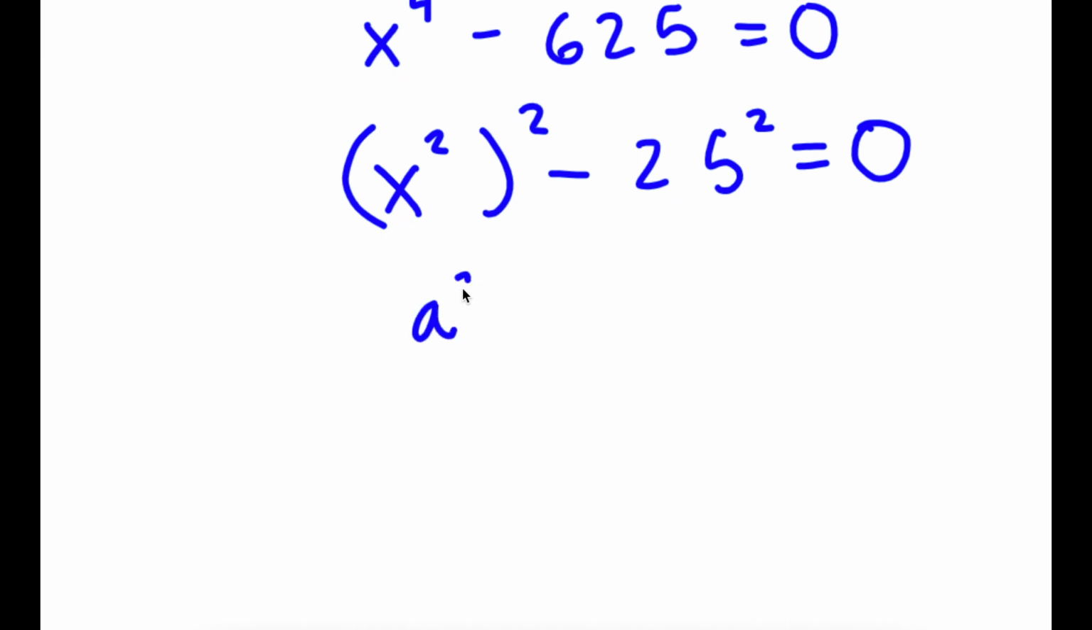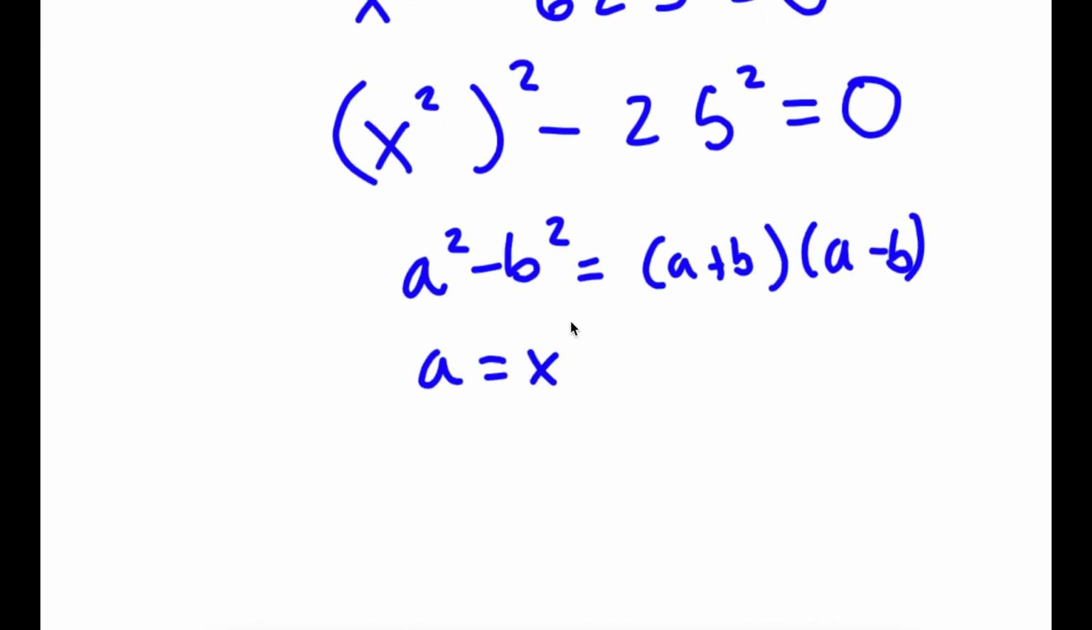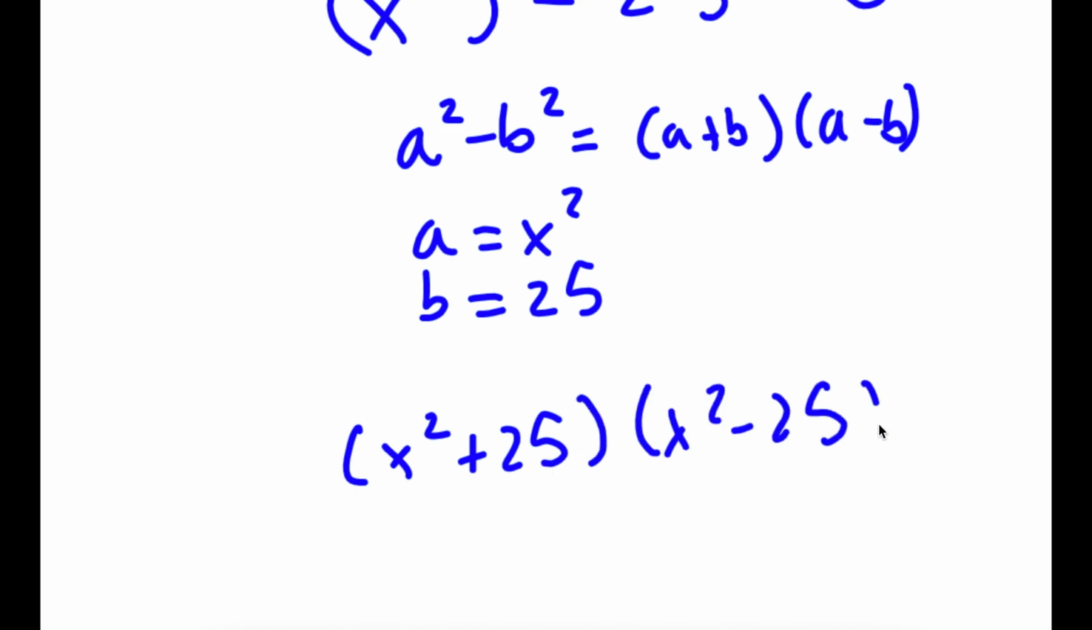Now, if I have something in the form a squared minus b squared, this is equal to a plus b times a minus b. So in this case, a is x squared and b is 25. So now I have x squared plus 25 times x squared minus 25 is equal to 0.